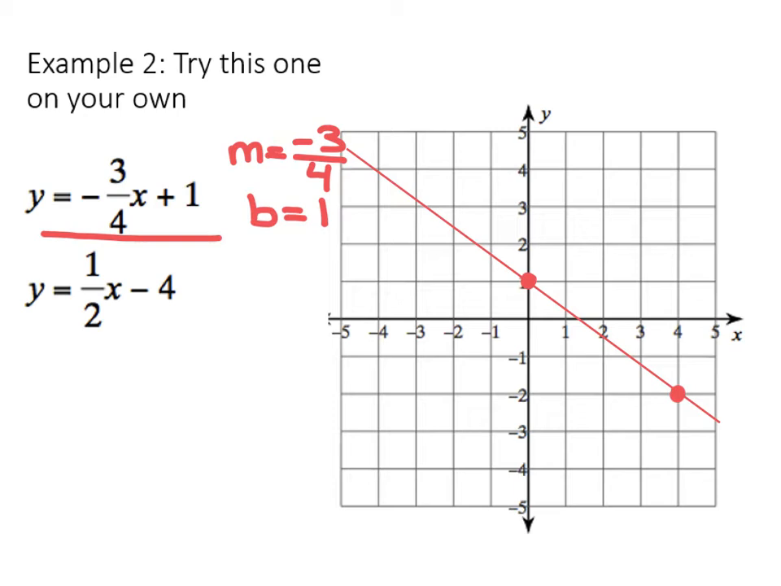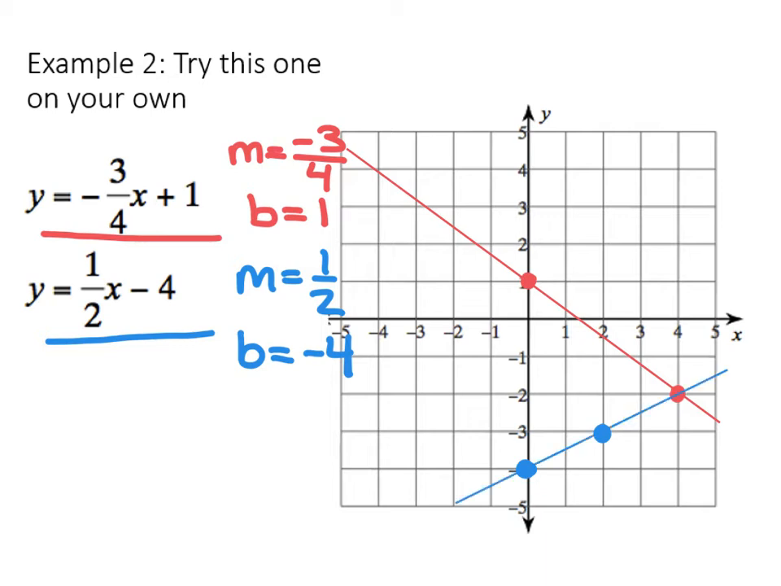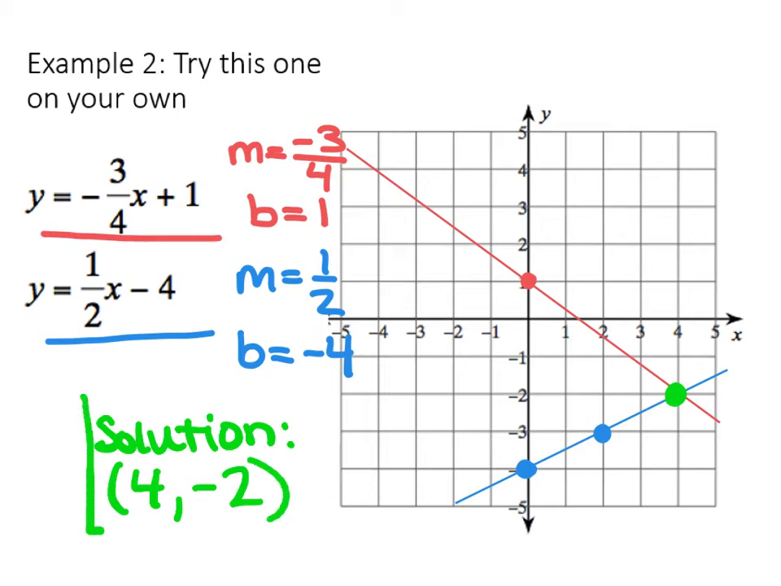For the next equation, we're going to follow the same process. So our slope is 1 over 2, and our y-intercept is negative 4. So I can plot a point at the y-intercept, go up 1 and over 2, and then draw in the line. Now the intersection of the two lines is the solution to the system. So the solution for this system would be at 4 comma negative 2.